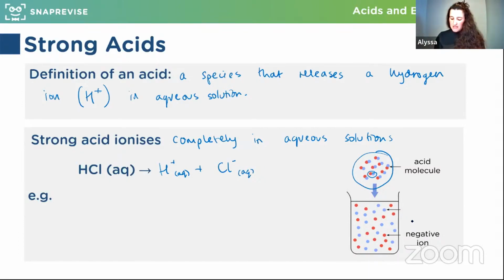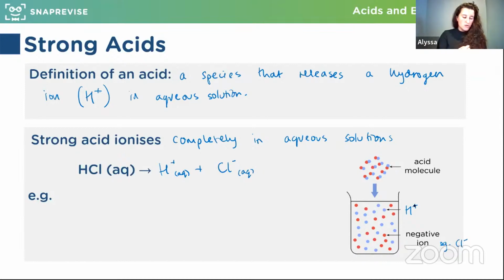So here we've got our negative ion, which in hydrochloric acid's case is the chloride ion, Cl minus. It doesn't have to be though, it could be something else if it's a different acid. And then we've got our positive particle, our H plus, floating around as well.